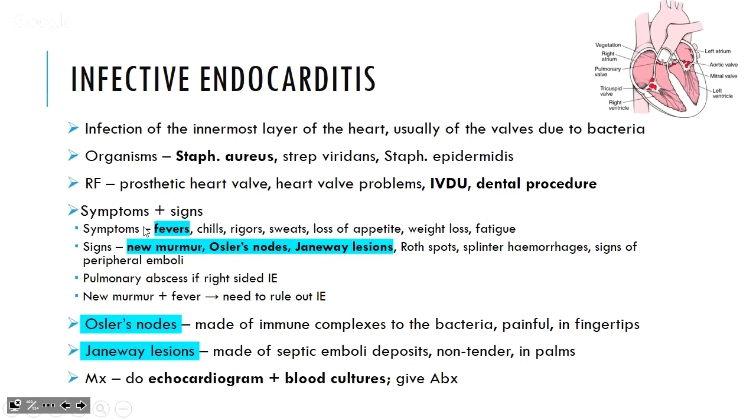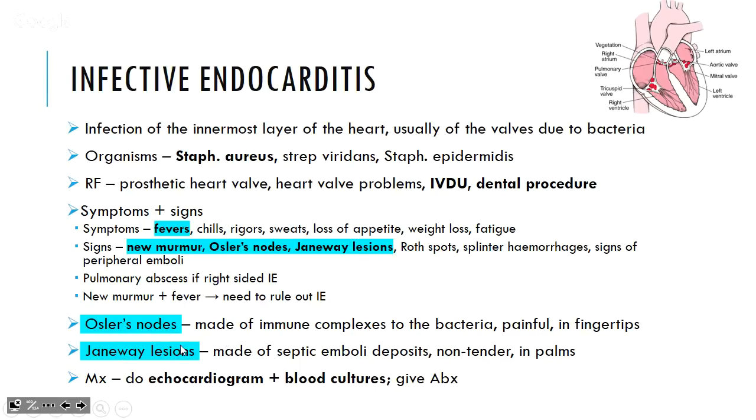So some of the signs and symptoms. Symptoms, because it's an infection, you'll get fever, you'll get rigors, you'll get sweats, and you also get loss of weight and fatigue. Some of the signs, so you guys probably know these: Janeway lesions, Osler nodes, new murmur, Roth spots, splinter hemorrhages, all of those.